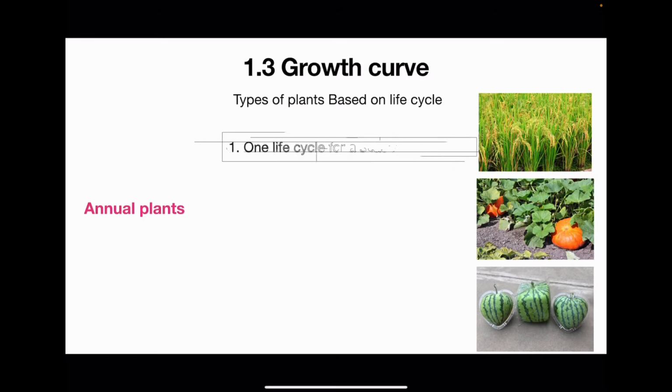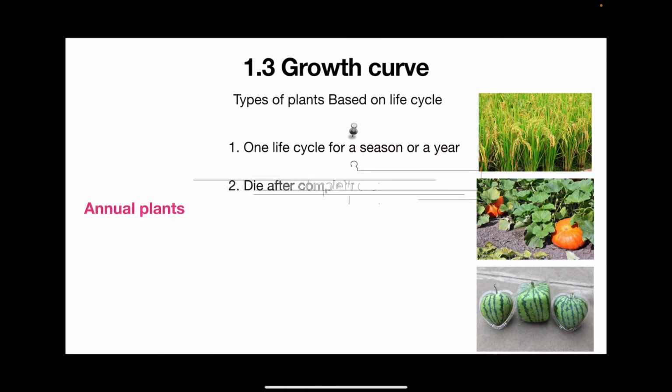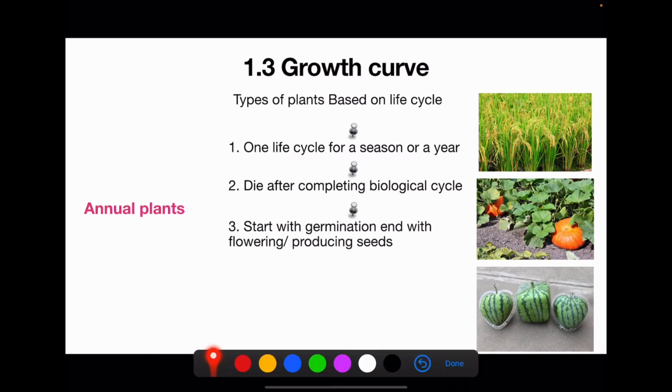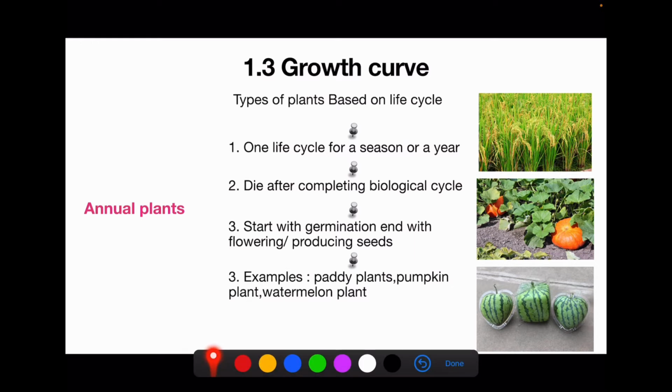The annual plant is a plant that has a life cycle of a season or a year. This plant will die after completing its biological cycle. The annual plants start with germination and end with flowering or producing seeds. The examples of the annual plant are paddy plants, pumpkin, and also watermelon.